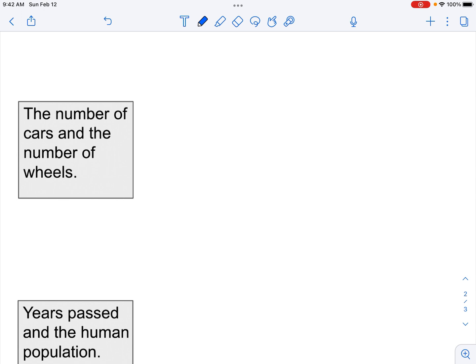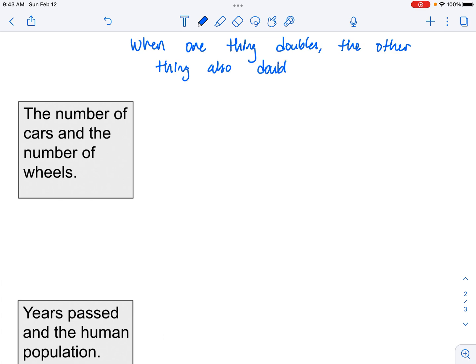First is the number of cars and the number of wheels. We're trying to figure out if this was proportional. One way that I like to think about it is using this concept. When it's a proportional relationship, then when one thing doubles, the other thing also doubles. Or when one thing triples, the other thing also triples. When one thing gets cut in half, the other thing also gets cut in half.